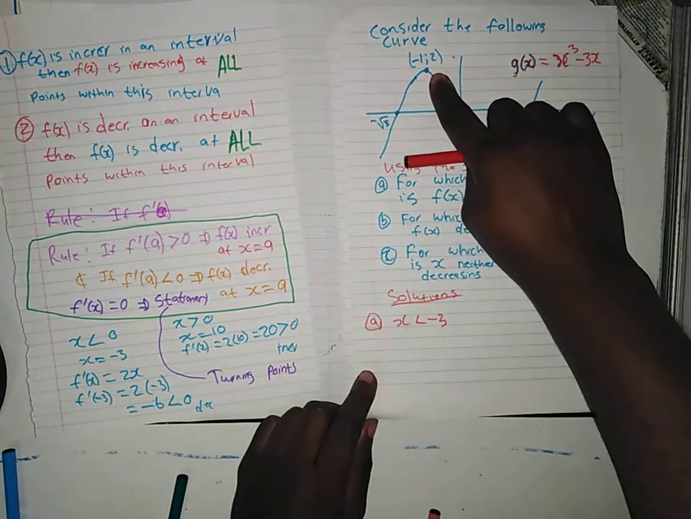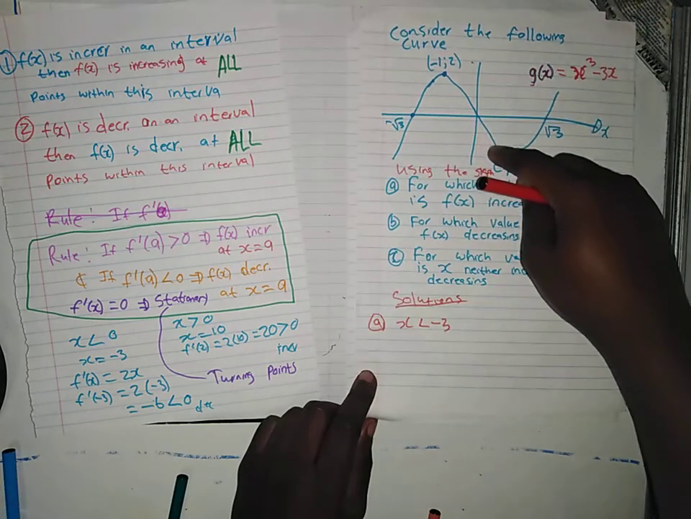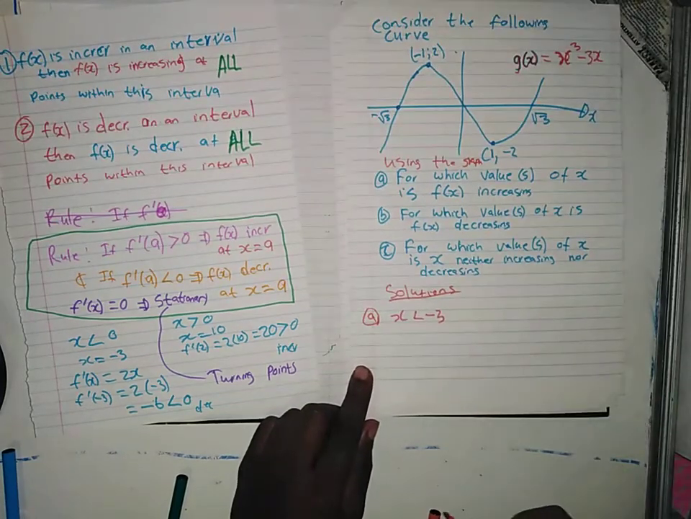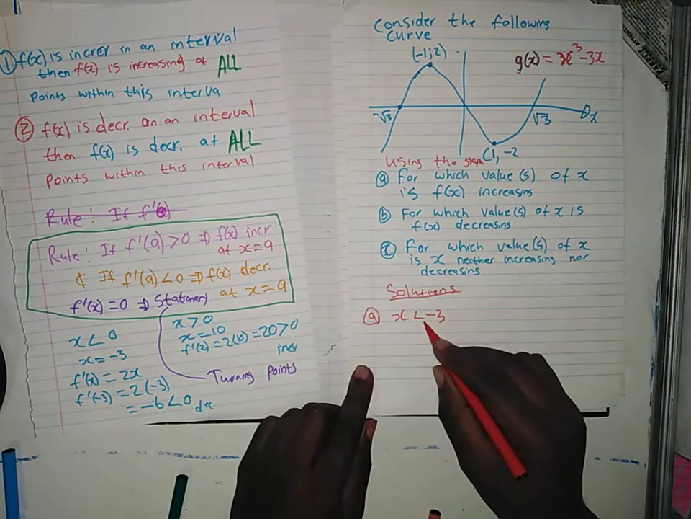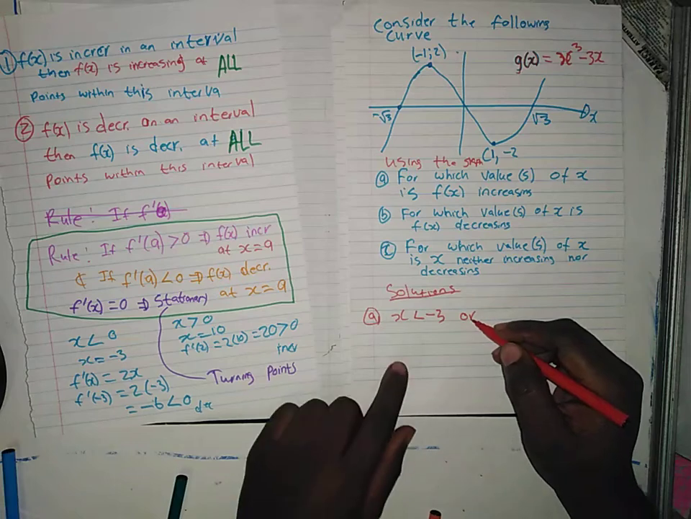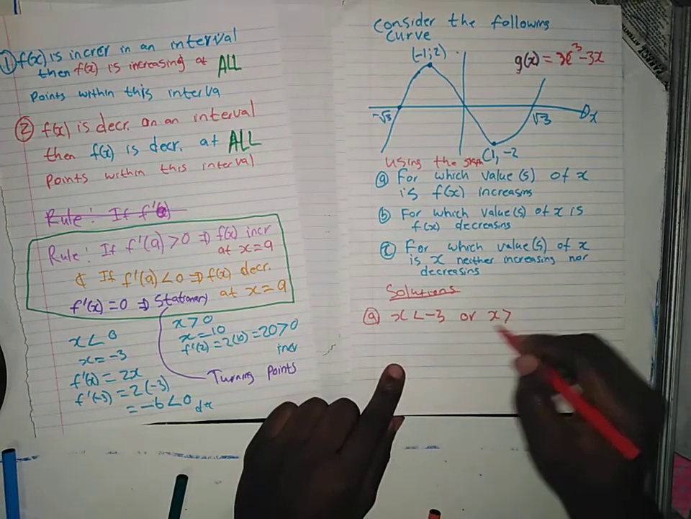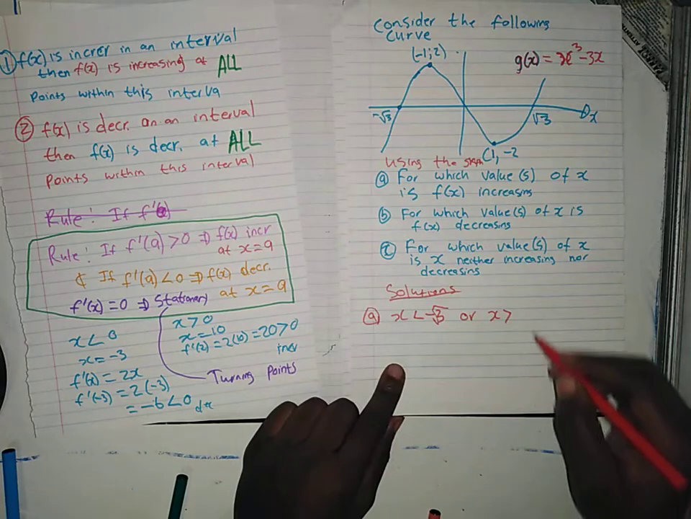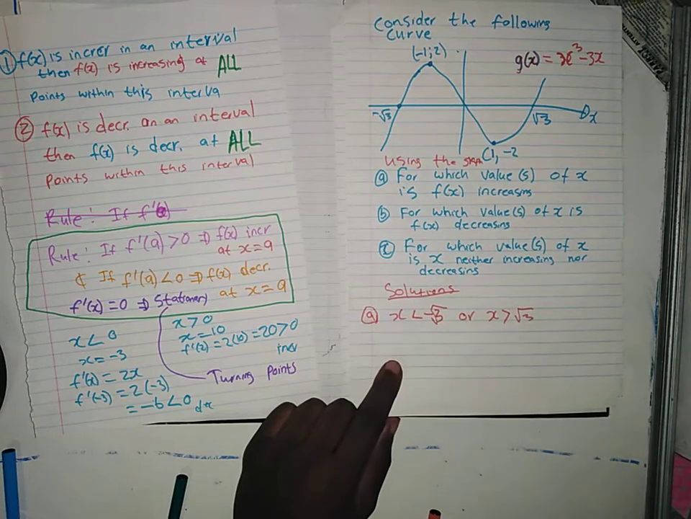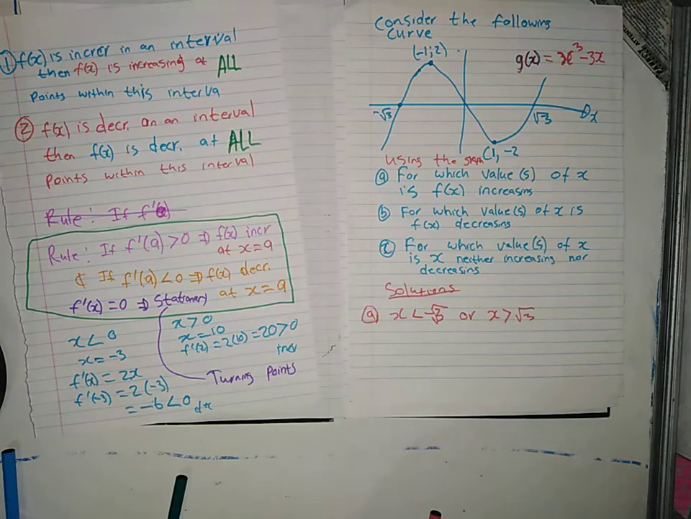But now when we get here, what happens? It's no longer increasing, it decreases, so we jump this interval. But when we get here, it starts increasing again. How do we express that mathematically? You say x less than minus root 2, or, and every time you say or, you must know you jumped a certain interval, x is greater than root 3. Now, in most cases you had normal intervals, but now you've got an interval with an or, which means you go along and then you jump and then you get another interval.